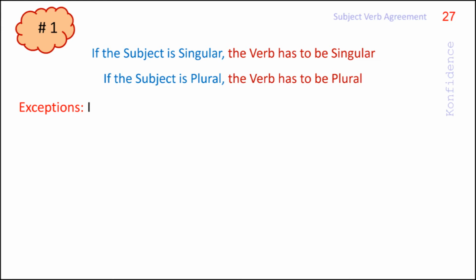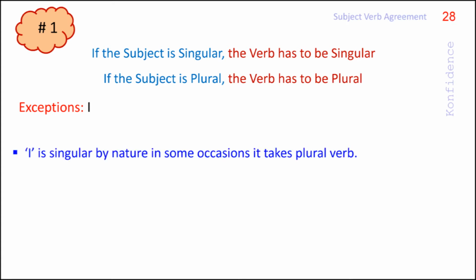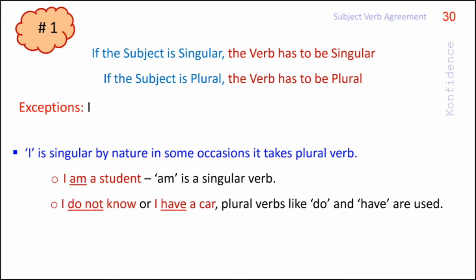In the case of I, the rules are pretty flexible. Even though I is singular by nature, in some occasions it takes plural verb. In I am a student, am is a singular verb, but in sentences like I do not know or I have a car, plural verbs like do and have are used respectively. So, don't be confused with these exceptions.